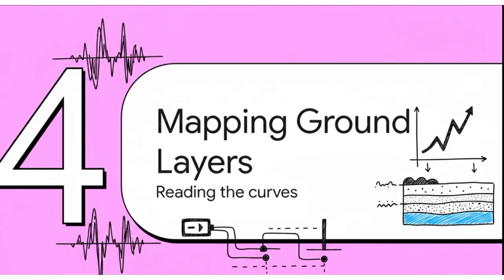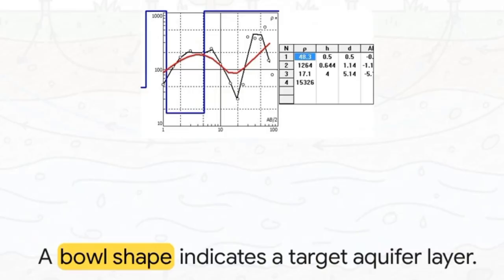Section 4. Mapping the ground layers, reading the curves. Okay, so we're going to layer on the complexity now. We have raw electrical data from the field, but how do we translate those numbers into a three-dimensional map of the subsurface? When plotted out, the data creates this visual story, mapping apparent resistivity against the electrode spacing.